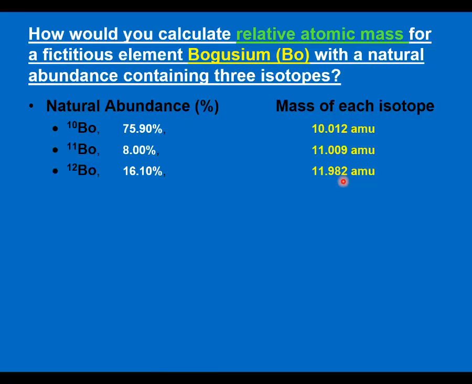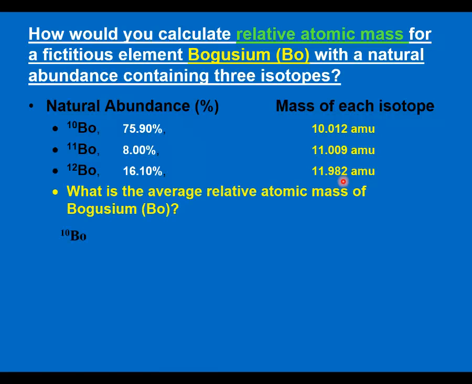Okay, so hopefully you've tried to calculate this on your own, and you're going to now see if you're getting the correct answer to the problem. So let's find what the average relative atomic mass for this bogus element would be. So first of all, let's look at the first isotope with a mass number of 10 for a bogus element. We're going to go ahead and take its percent abundance here, divide by 100 to get my fractional abundance. Okay, so I get a fractional abundance of 0.7590 for the mass number 10 bogus isotope.